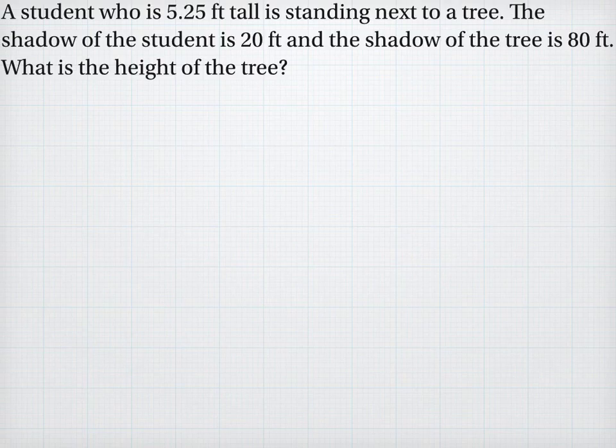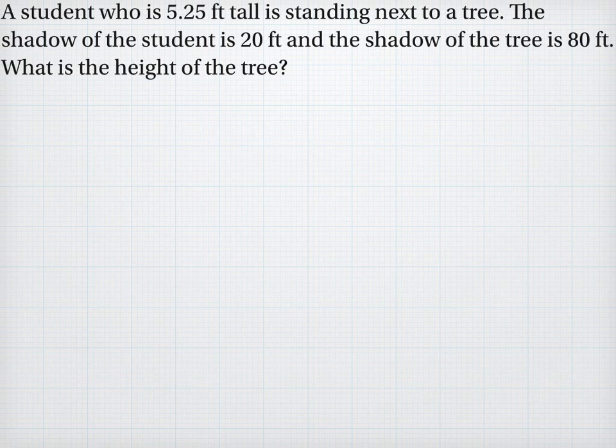The next example says a student who is 5.25 feet tall is standing next to a tree. The shadow of the student is 20 feet and the shadow of the tree is 80 feet. What is the height of the tree? We know we have a student and a tree, and we know both of their shadow lengths. So with proportions, there are several different ways to set up a proportion correctly. However, there are also incorrect ways to set up a proportion.